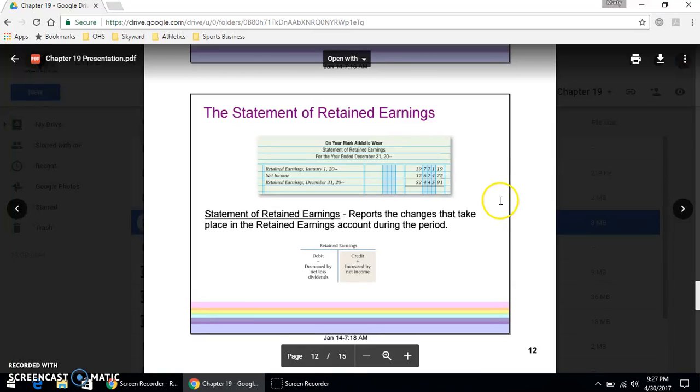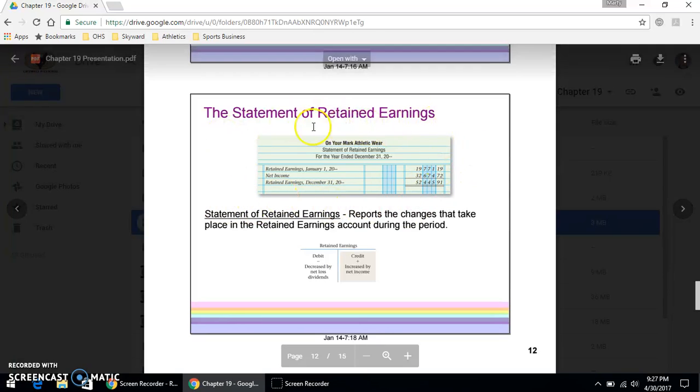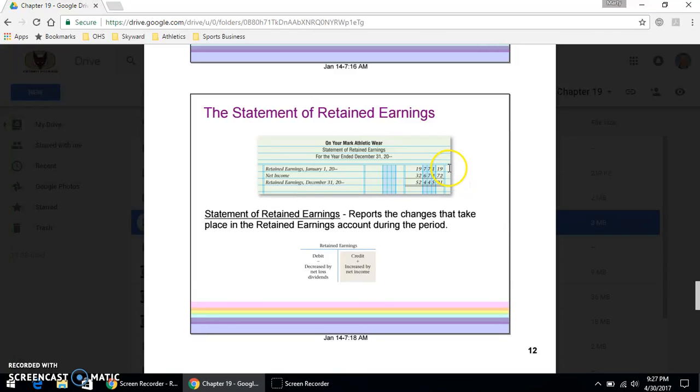So in the beginning part right here of the statement of retained earnings, you'll see that the retained earnings as of the beginning of the year was a certain dollar amount. Then the net income was added into that, giving us the retained earnings for the end of the period. Now, the retained earnings account is a capital account, which means it's an owner's equity account with a credit side balance, just like the capital account. So the credit side of the account is going to increase and also be the balance side, and the retained earnings debit side is going to be the decrease side.